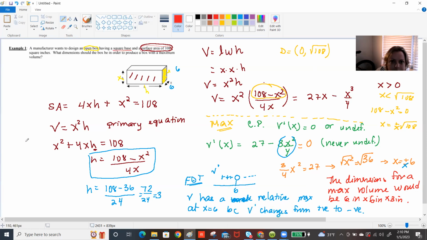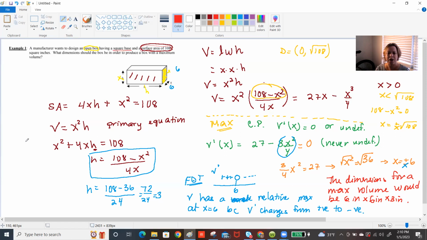Let's review what we did. We started with some information about an open box. I'm not going to lie, the open box is a little bit tricky because we think of the box, right? It has 6 sides, so we have to be very careful. It has a square base, and that is information telling us that 2 of the sides are going to be the same, and it has a surface area.